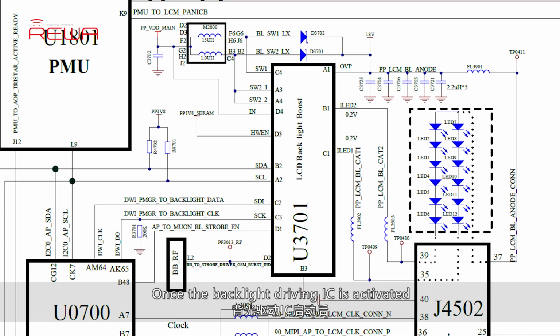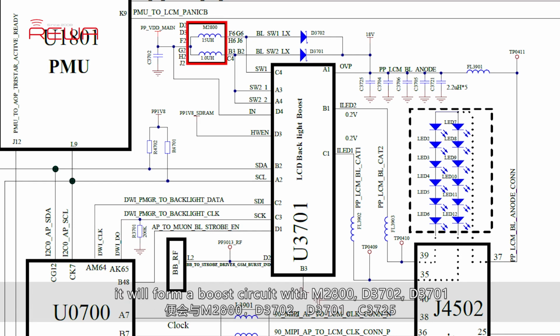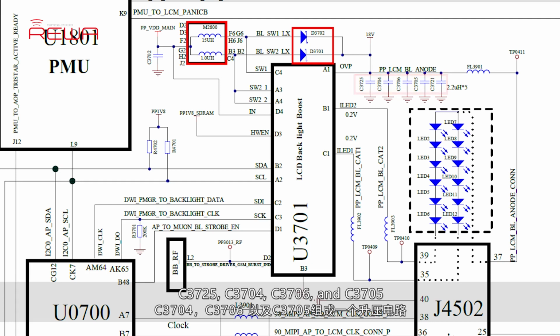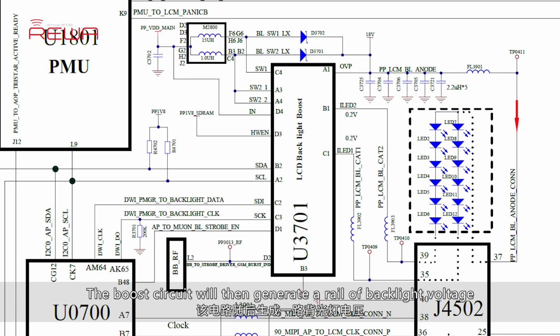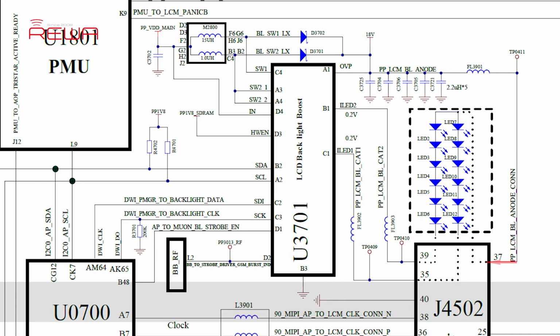Once the backlight driving IC is activated, it will form a boost circuit with M2800, D3702, D3701, C3725, C3704, C3706, and C3705. The boost circuit will then generate a rail of backlight voltage and output it to the backlight of the screen.